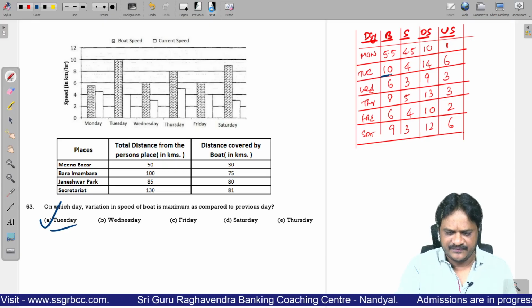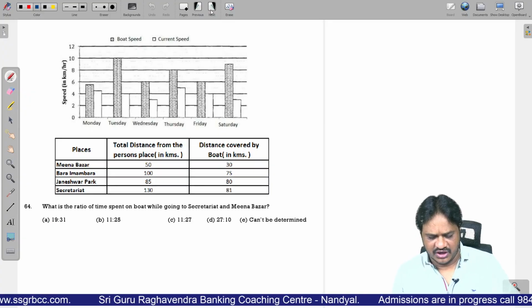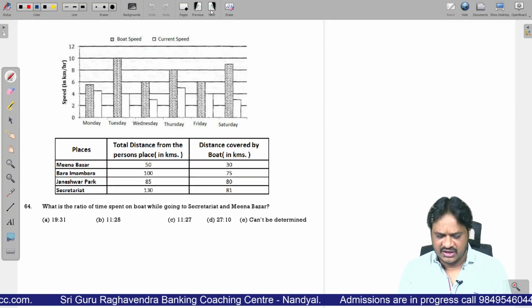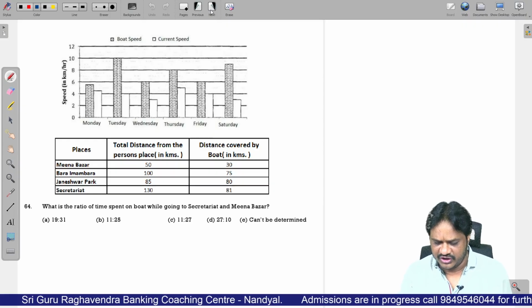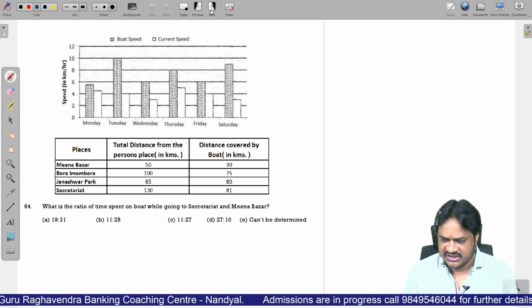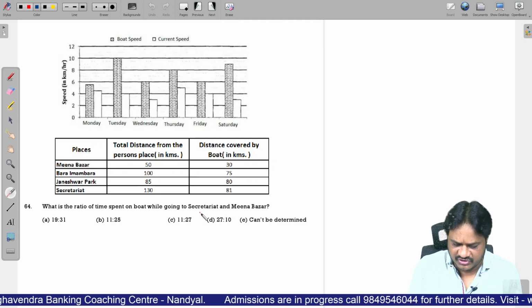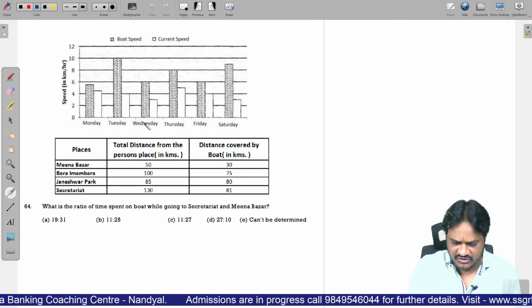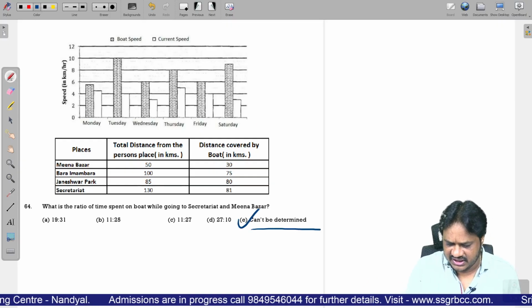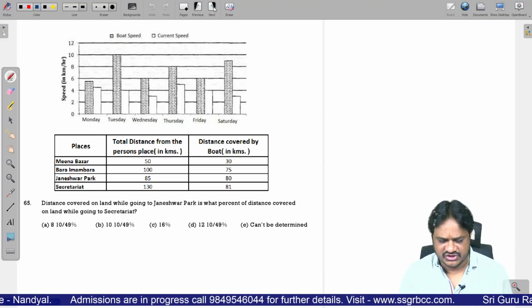Option 1. Next question. What is the ratio of the time spent on the boat while going to Secretariat and Meena Bazaar? Since the day is not mentioned, only places are mentioned, we don't know whether it is Monday, Tuesday, Wednesday. You can't find the answer. Cannot be determined.